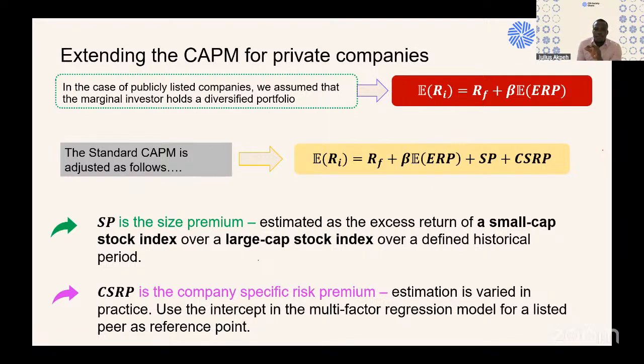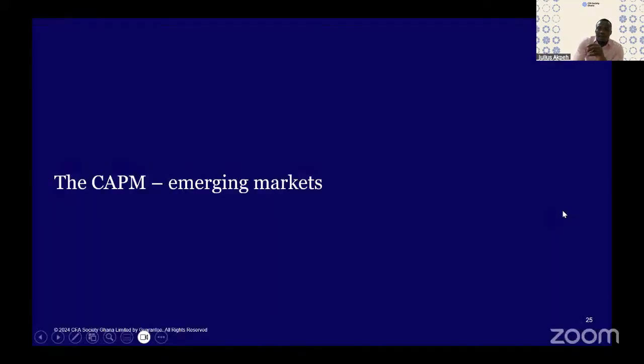For company-specific risk premium, it is actually debatable as to how you do it, but here you can use your professional judgment. Another way to handle it is that you can run a multiple regression or multi-factor regression model for a listed peer, a peer company as reference point. So when you do the multi-factor regression model like the Fama-French model, instead of the CAPM, then the alpha there can be used as a company-specific risk premium. Otherwise, you can do your own intelligent adjustment to the alpha or to the CAPM to account for the company-specific risk premium. Now, that is it for private companies.